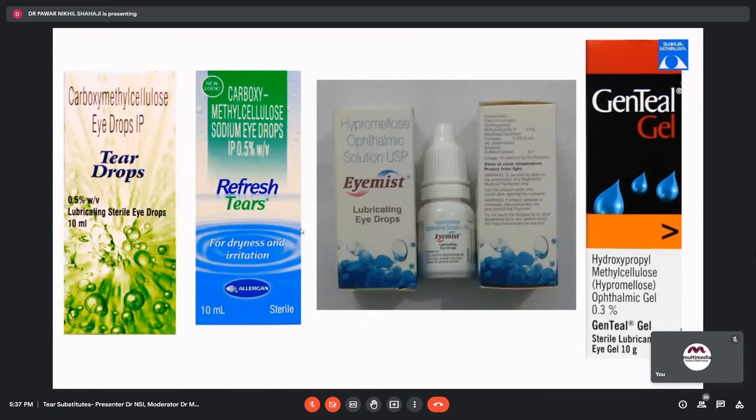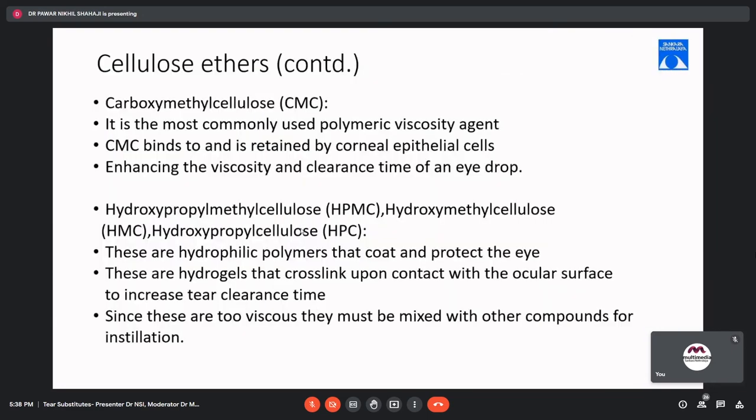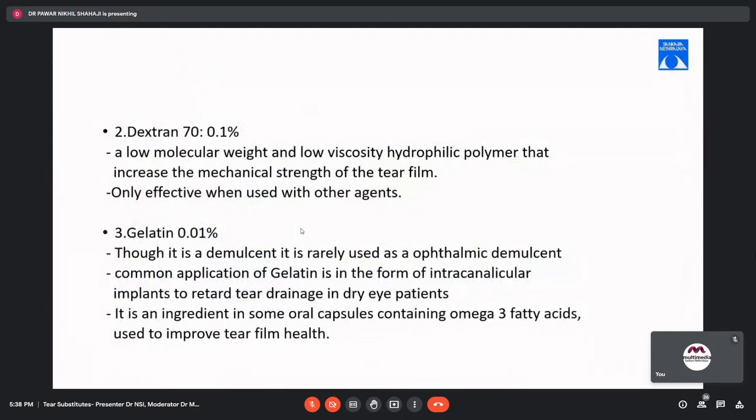Yes, but what is it otherwise known as? It's a thicker agent. It is known as hypromellose, right? Yeah. It's a very thick gel-like formulation. HPMC, HMC, HPC, these are too viscous. They must be mixed with other compounds for instillation. Like the other demulsants, dextran 70, 0.1%, is a low molecular weight and low viscosity hydrophilic polymer that increases the mechanical strength of the tear film. Only effective when used with other agents.